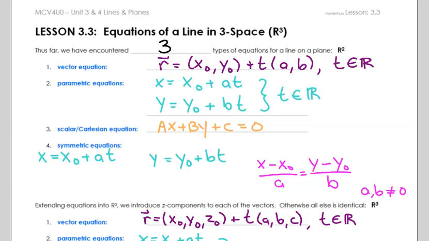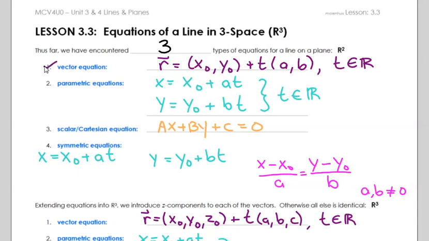This video is on lesson 3.3, and we're going to talk about equations of a line in three-dimensional space. So we had talked about lines in two-dimensional space before, and several different types of equations kind of popped up. Let's go over those ones first before we move on.